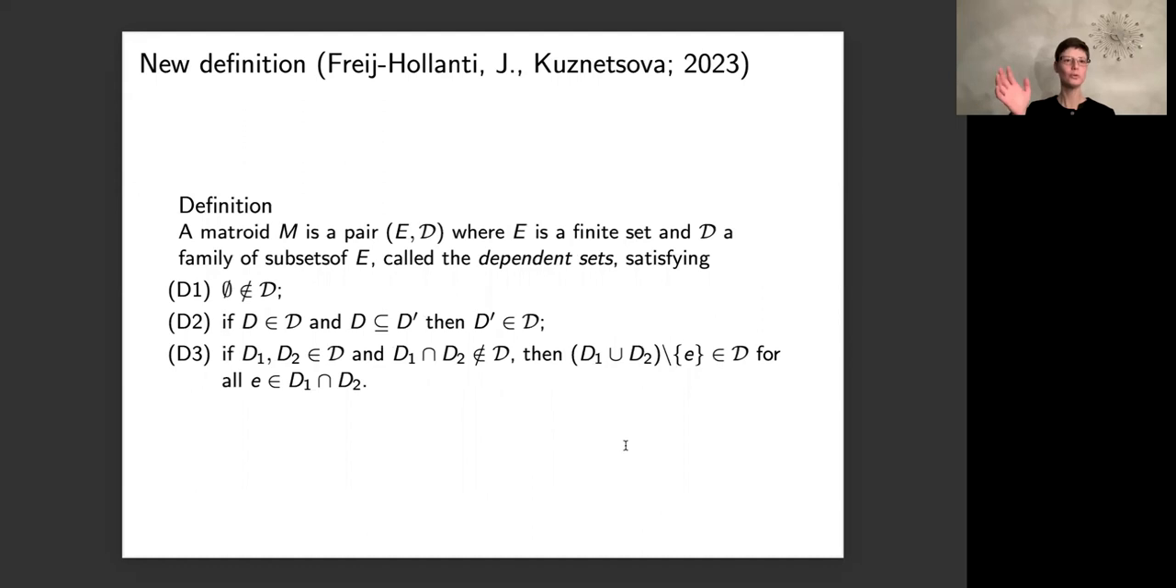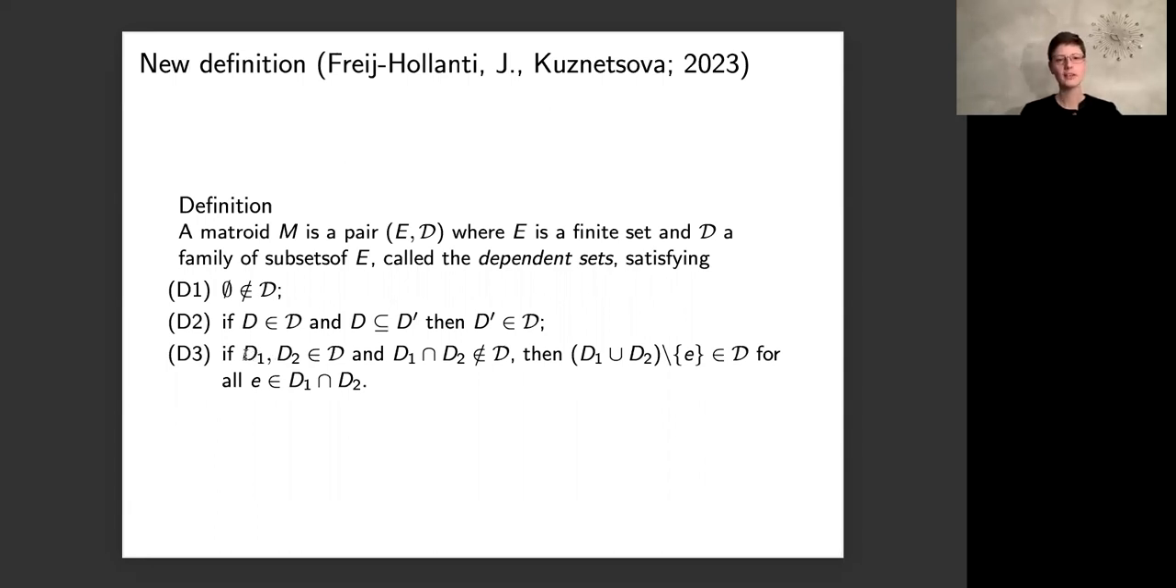So for those of you who are not fluent in matroid axioms, here are the axioms for dependent sets. Now we can completely define a matroid by its dependent sets. Well, the first one is just that the empty set shouldn't be dependent because then boring things happen. The second one says that all supersets of a dependent set are dependent. So if I have a dependent set, then everything that contains the dependent set should also be dependent.